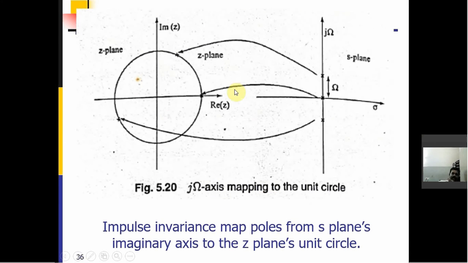So this is the S-plane to Z-plane transformation. This is the imaginary axis of your S-plane. When mapping to the Z-plane, it comes as the unit circle, and the left half of the S-plane maps to points on the unit circle.